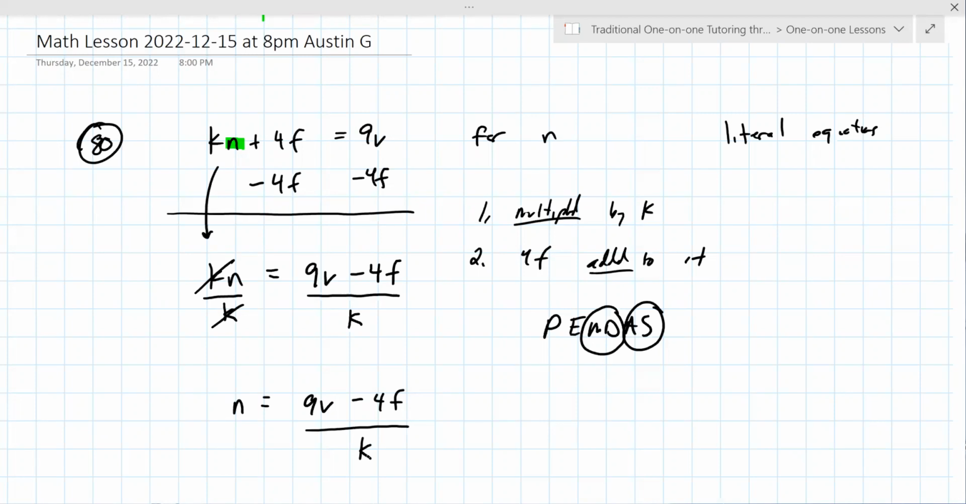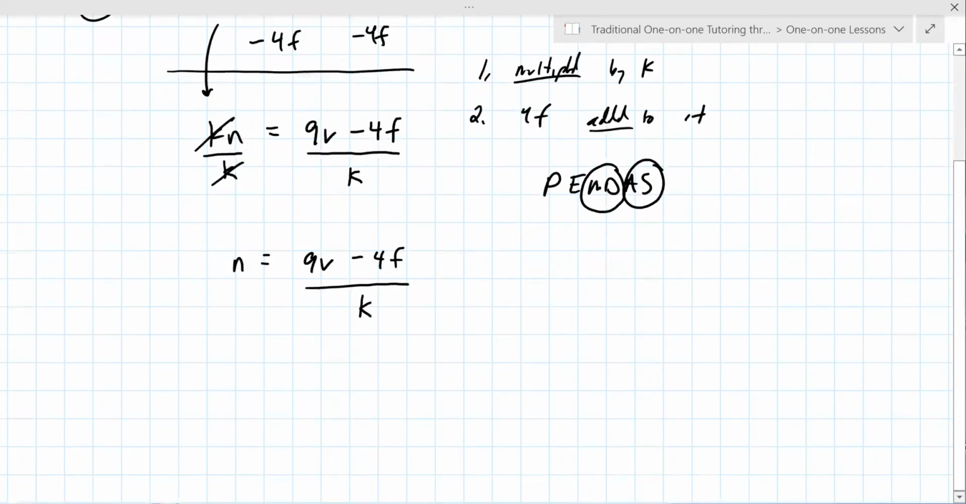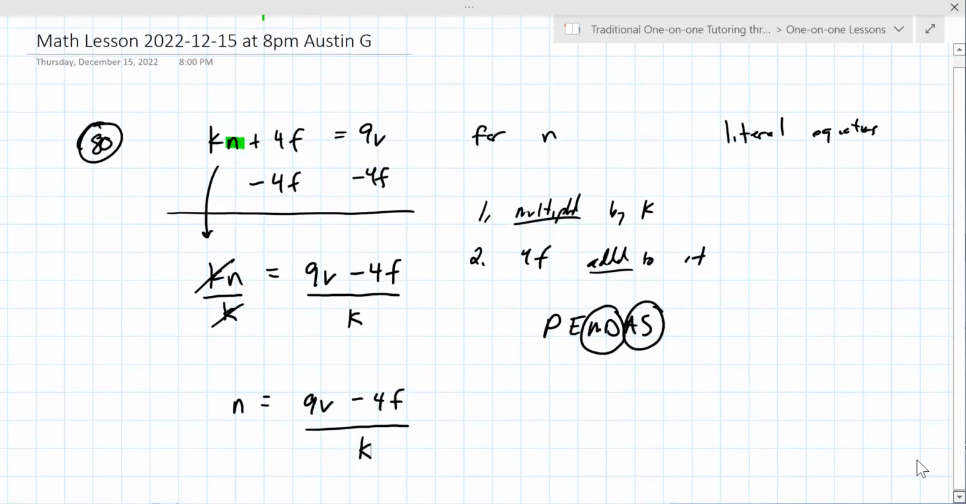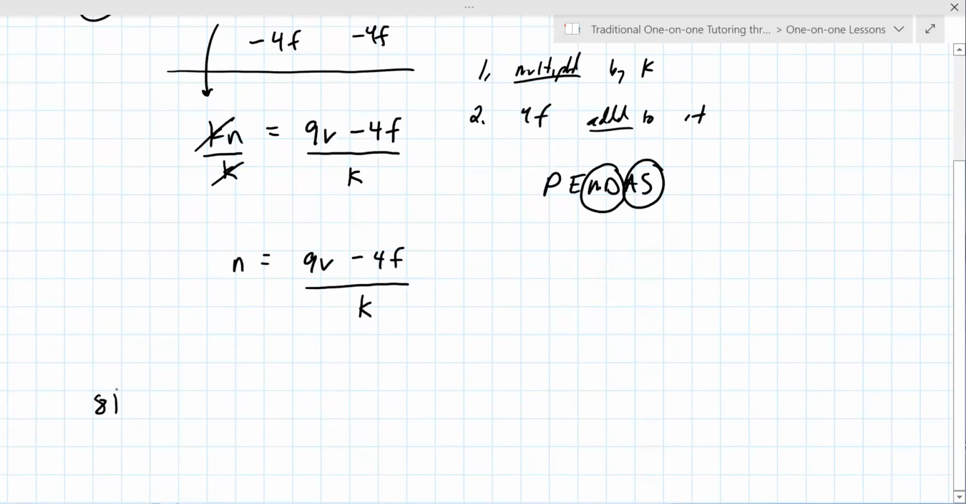We should do a couple more of these, like 81 and 82. The reason these are difficult is because you're used to using x and y, and then you're used to having numbers, and that's why these are so awkward. But there is a path, there is a way to get these correct.